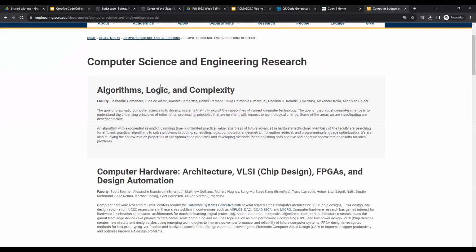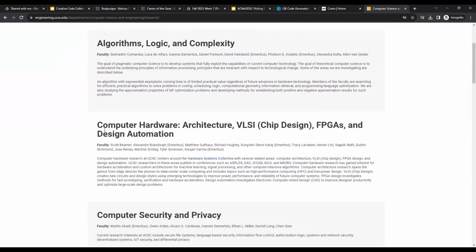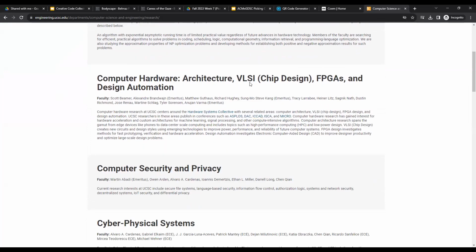Yeah, so if you go on this page, computer science and engineering research, you can see if you're interested in computer hardware, systems programming, computer systems. If you're interested in VLSI, you can go under here and see all these different faculty that are doing that. So I mentioned before, Professor Litz, Professor Knopf, Professor Rennell.